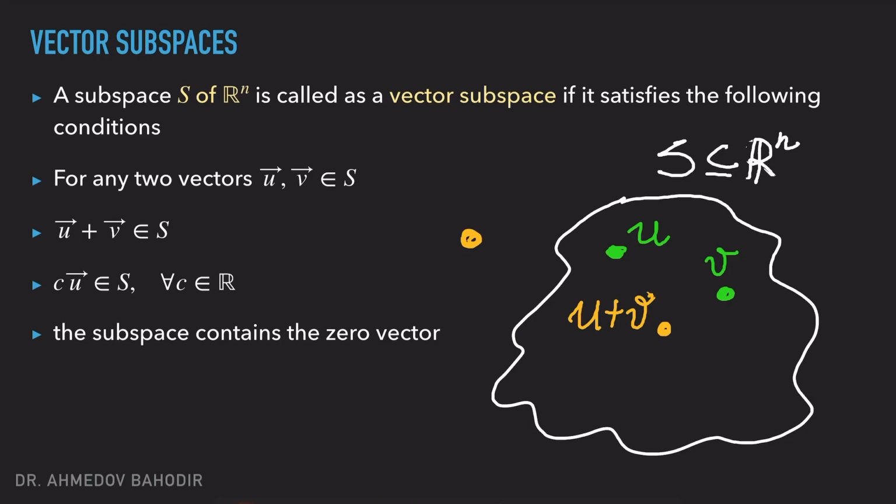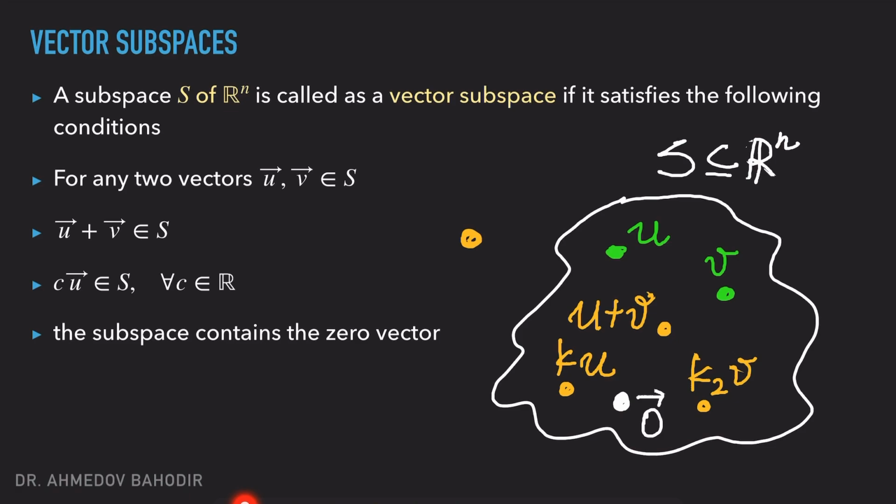And again, the multiplication of any of these vectors by a constant, let's say I multiply u by the constant k1, should be in the subspace, and the multiplication of k2 by the vector v should again be in the subspace. And it is important that the subspace contains the zero vector. You will see in the next couple of slides that this is one of the important conditions to be a vector subspace.